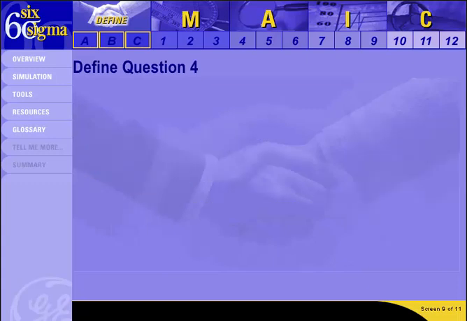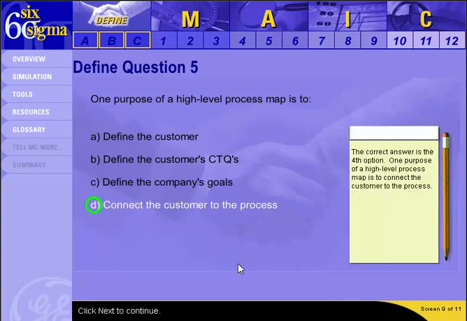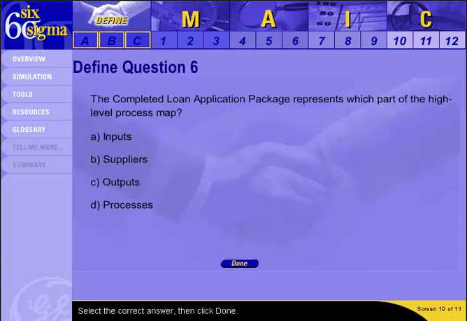One purpose of a high-level process map is to define the customer, define the customer's CTQs, define the company's goals, connect the customer to the process. When you finish, click Done to continue. You are correct. The correct answer is to connect the customer to the process, which is the 4th option. Very good. I'm impressed.